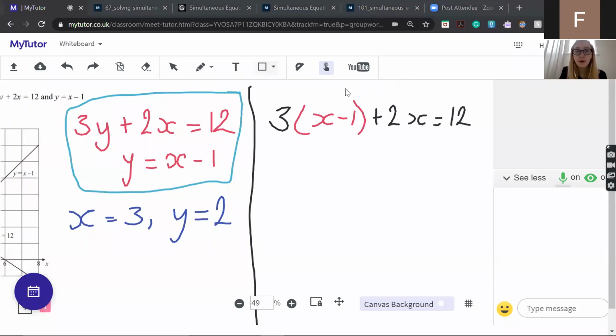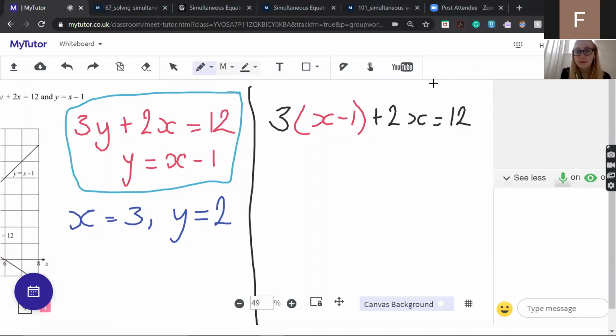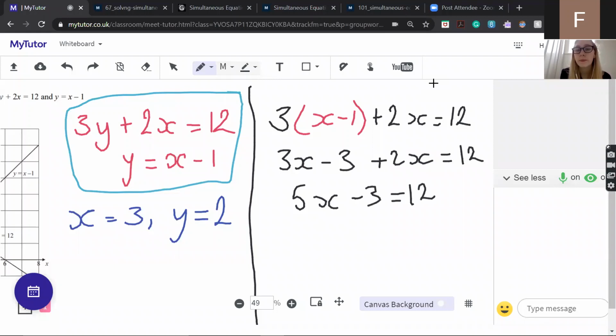And now we've got one equation in one variable. There's only x here that's unknown. So now we can solve this in our usual way. We'll expand out here. So 3x minus 3 plus 2x equals 12. Combine the x terms, 5x minus 3 equals 12. 5x equals 15. So x equals 3.